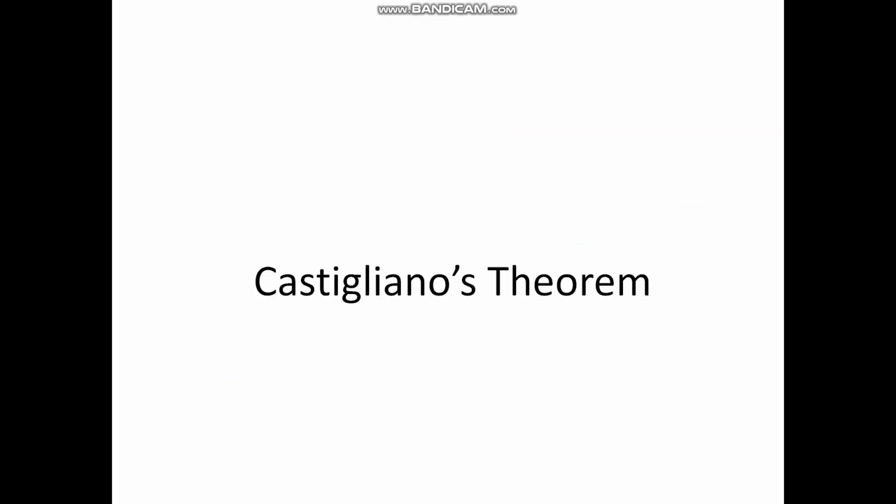So in this lesson, Castigliano's theorem has been stated and proved for linearly elastic structure with unyielding supports. The procedure to calculate deflections of a statically determinate structure at the point of application of load is illustrated with an example.